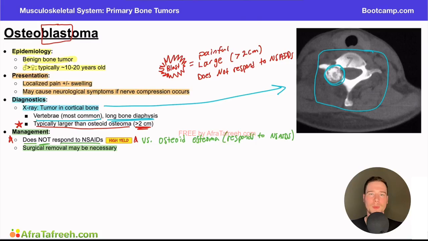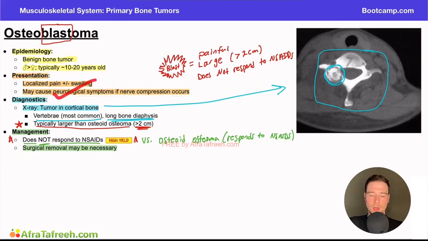So just a quick summary to wrap up this video. This is osteoblastoma. Again, we want to be able to compare and contrast these primary bone tumors. We want to specifically compare and contrast this to osteoid osteoma, which we talked about in a previous video. The epidemiology here is typically going to be seen in a younger patient, although not always. Presentation, we often have localized pain with swelling and potentially neurological complications.